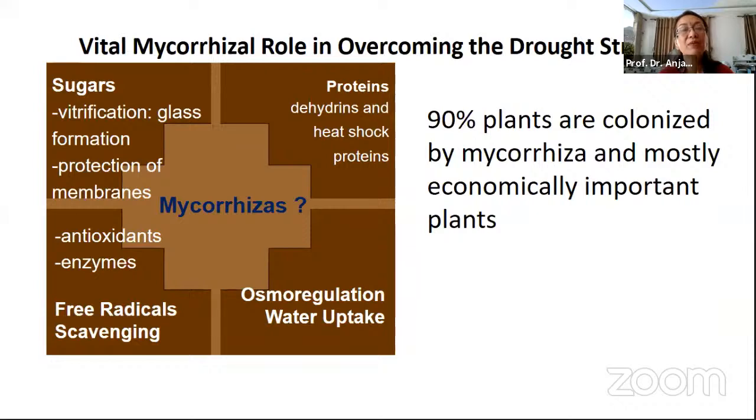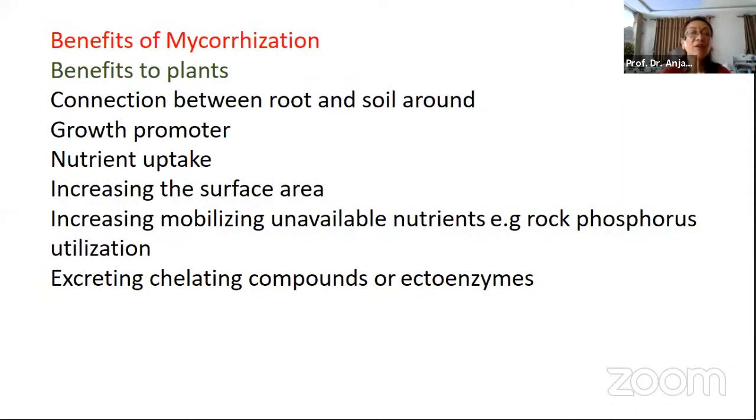Because of that, what happens? The sugars are available for the plants, and proteins like dehydrins and heat shock proteins will also be available. Otherwise these won't be available to the plants, but because of the mycorrhiza, the plants are helped. And there are some free radicals that they will also help in scavenging, and in osmoregulation of the water uptake for the plants. When you talk of benefits of mycorrhization, obviously the plants are benefited.